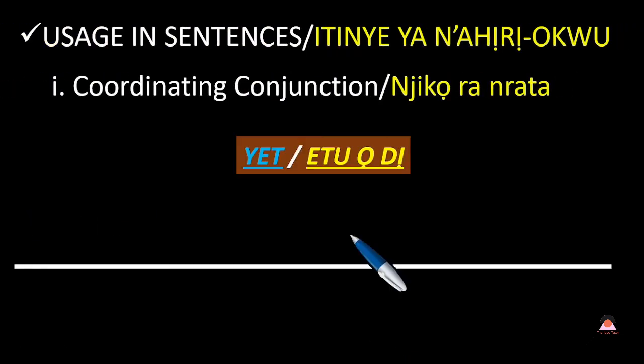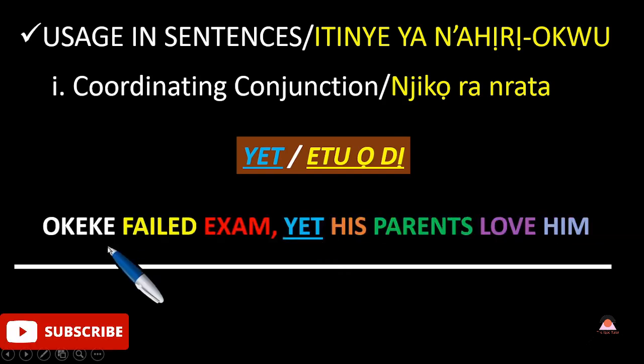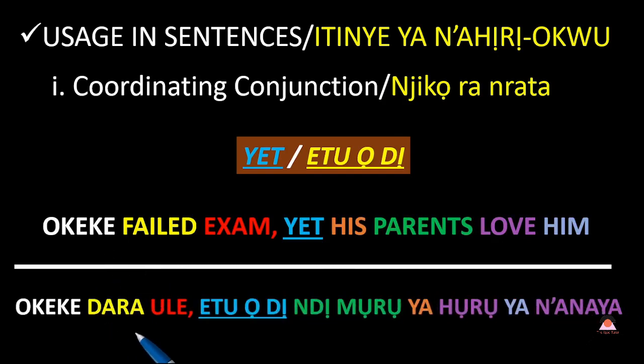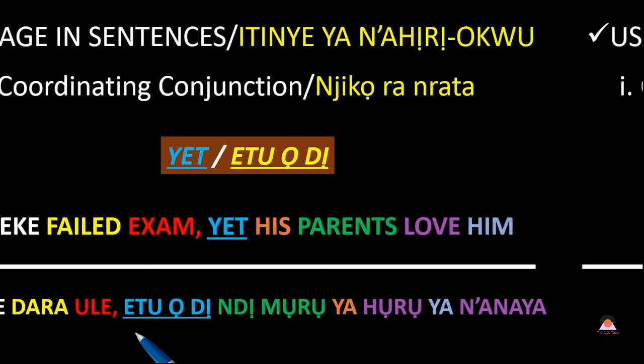We'll move on now. And the next is yet. Igbo version is etuodi. Let's look at the sentence usage. Okeke failed exam, yet his parents love him. Igbo version. Okeke dara ule. Etuodi. Ndị mụrụ ya n'anya. Nevertheless, they love him. Okay?